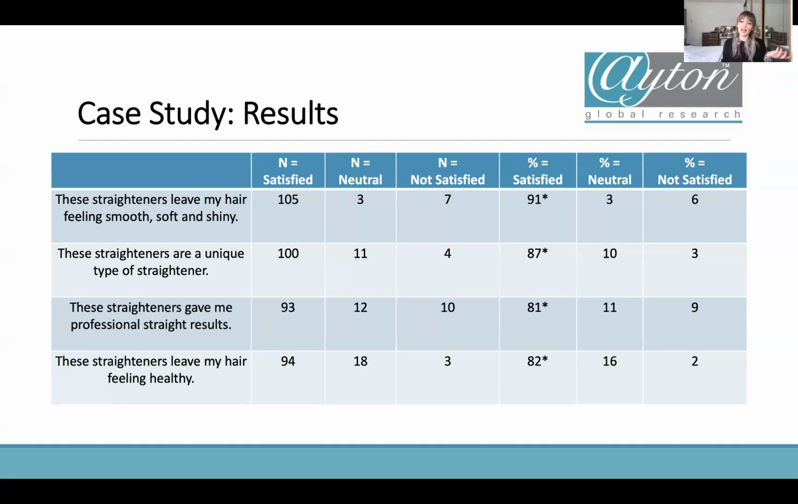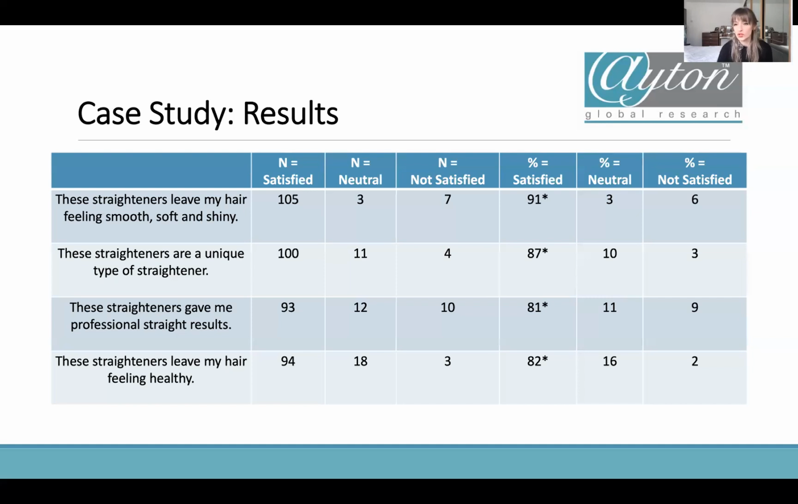They're a unique type of straightener. So this is another kind of claim, not about the effects that the product is giving. As I said, this is a very innovative market, consumer electronics. So if you've got people agreeing that it's a really innovative, really unique product, it can really help with your marketing as well.